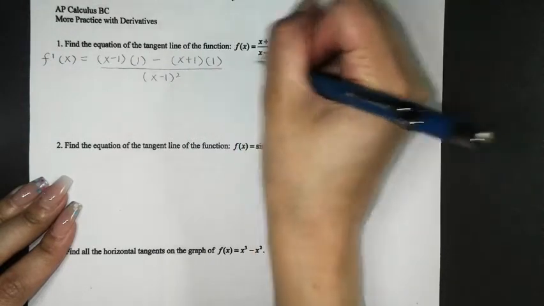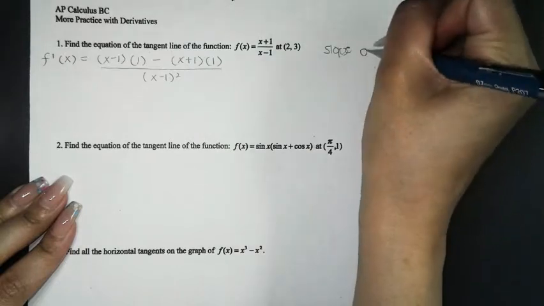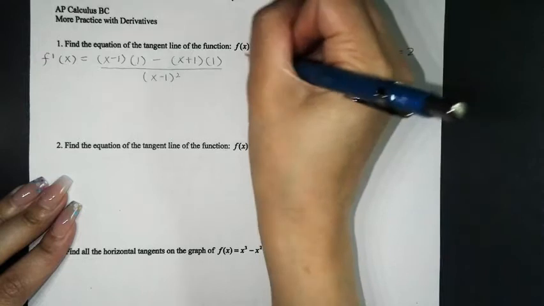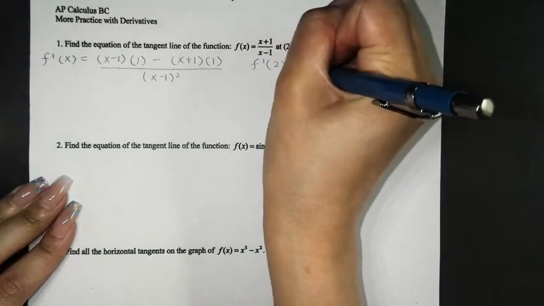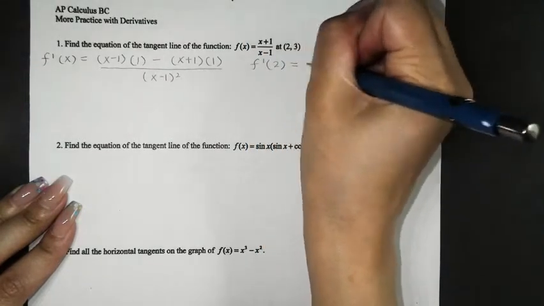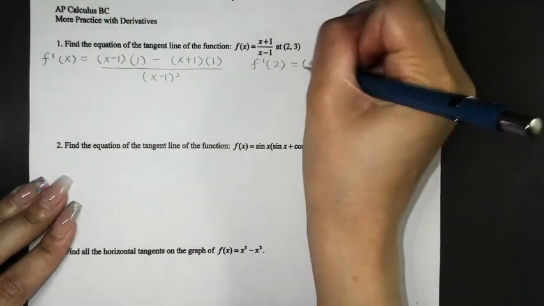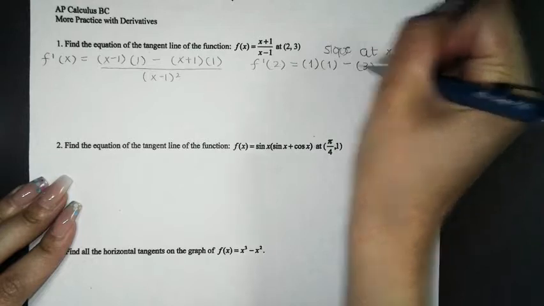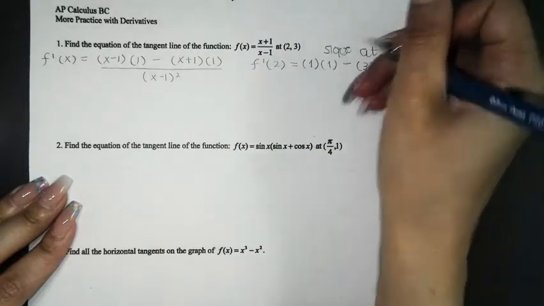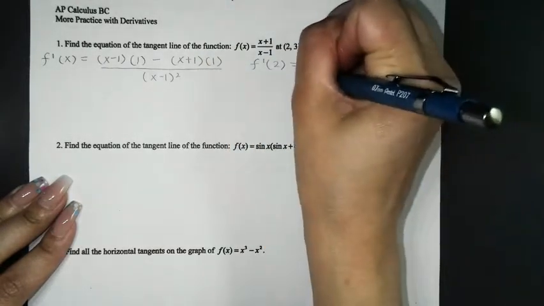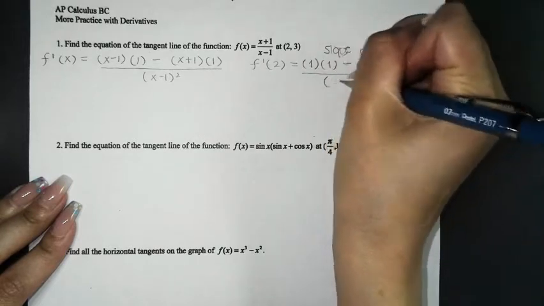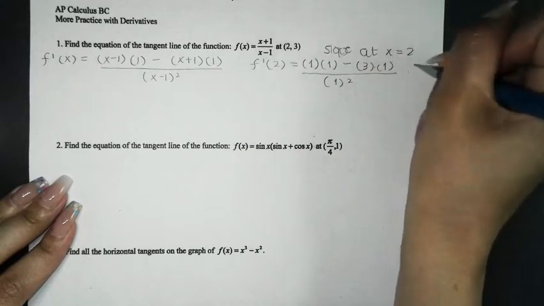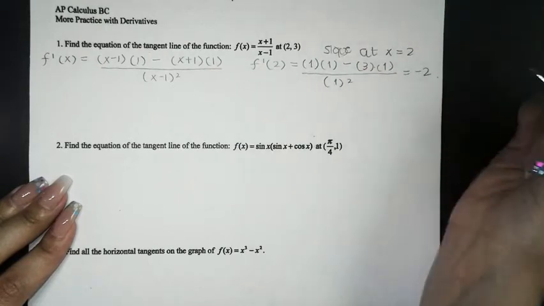what are you going to do? You want the slope at the point x equals 2. Okay, so what we are going to do here, you are going to plug the 2 here. Once you plug the 2, you realize that this becomes a 1 times 1 minus, this is going to be a 3 because 2 plus 1 is 3, and then you have a 1 divided by 1 squared, and this is going to give you negative 2.